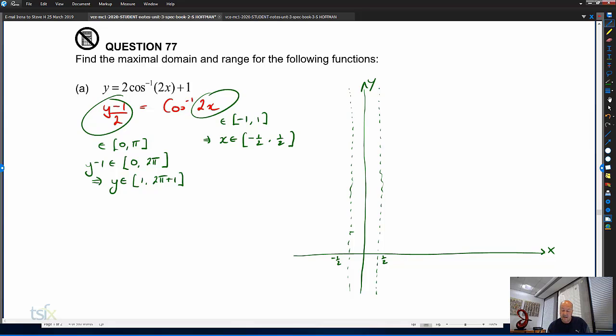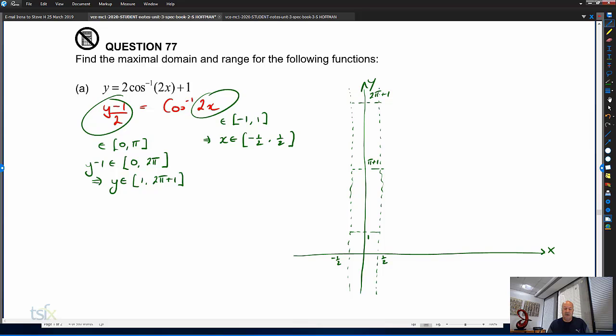So 1 might be there. 2 pi plus 1, well, pi is around about 3.5. 2 3.5s are 7, plus 1's about 8. So it might be up here somewhere. So that would be 2 pi plus 1. And then I need to cut my box in half. So this would be pi plus 1.